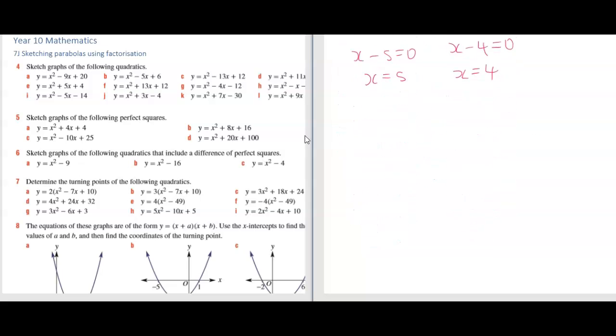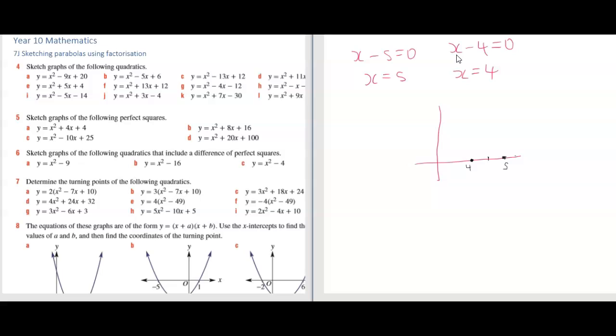When I sketch them, let's just get our axes up. Now, when you're drawing your axes, don't go and do a scale. When you're sketching, we're not in art class, so we just need to have an idea of what it looks like. This is probably definitely not to scale, but that's 4 and that's 5. Now, because parabolas are symmetrical, your turning point is going to be halfway between these two. So I can see quite easily that halfway between 4 and 5 is going to be 4.5.